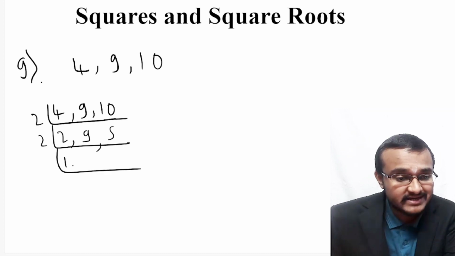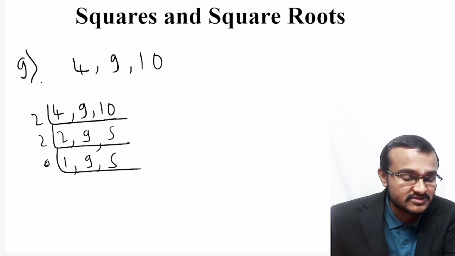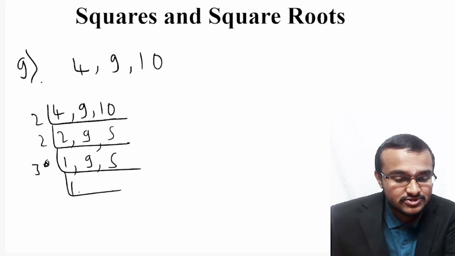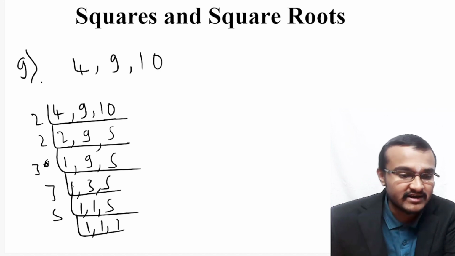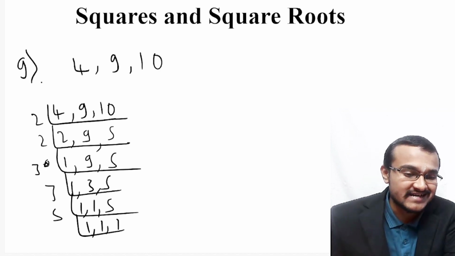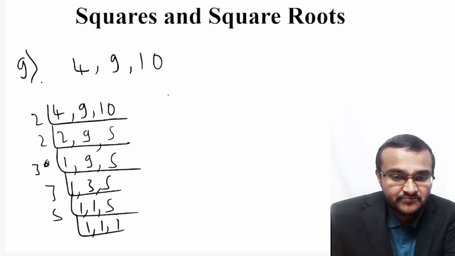Again if you take 2, it will be 1, 9, 5. Here this will go with 3. So 1, 3, 5, 3 will be remaining. So 1, 1, 5. So 5 you can take here. So it will be 1, 1, 1. So now you have found out what the LCM of 4, 9 and 10 is.